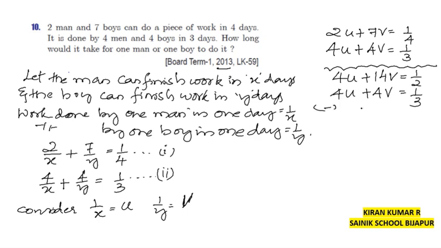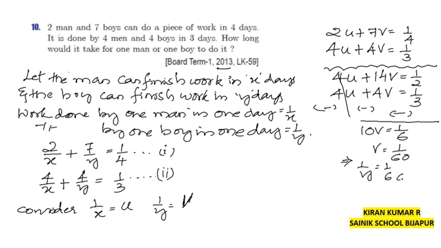So when you subtract, we change the sign. This 4U will get cancelled. 14V minus 4V will become 10V, which is equal to 1 by 2 minus 1 by 3. Take the LCM, we'll be getting 1 by 6. So V will be 1 by 60. We know what is V. V is nothing but 1 by Y. So this implies 1 by Y is equal to 1 by 60. Y will be equal to 60.